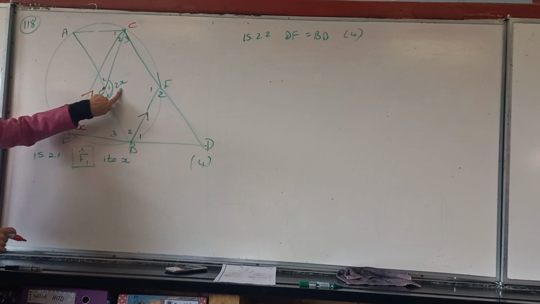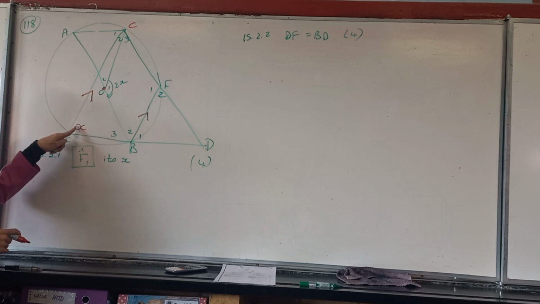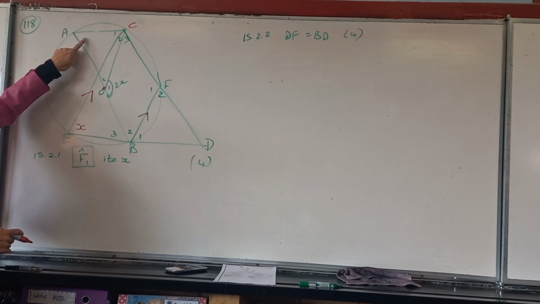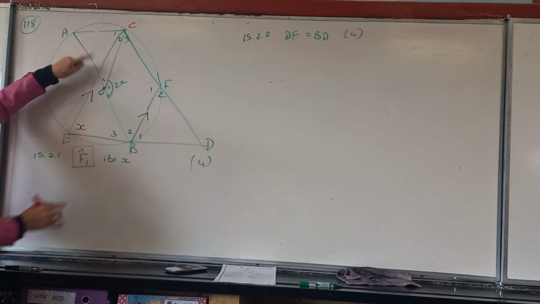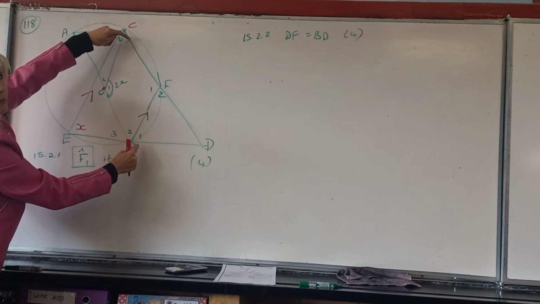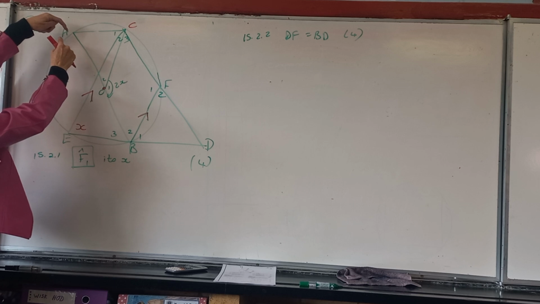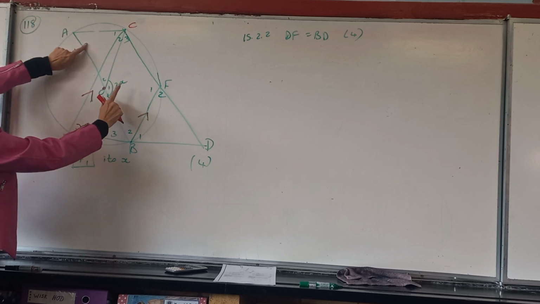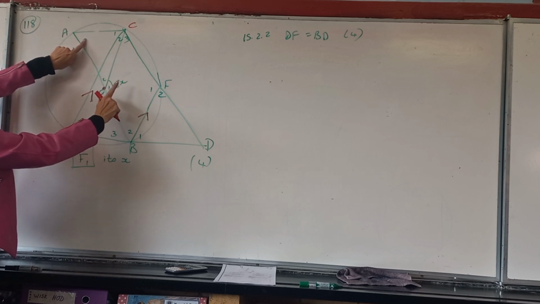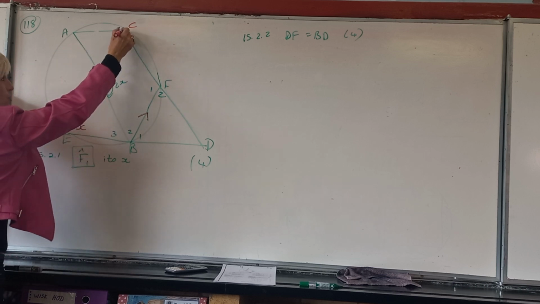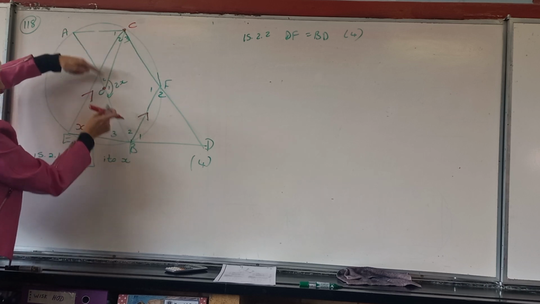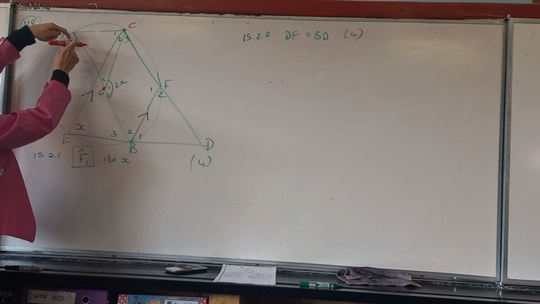Because the angle at the center is 2 times the angle at the circumference. But what about A? Why? Because it's also on CB and also going to the circumference. So it's still angle at the center twice the angle at the circumference. Do you see it? Yes, ma'am. From those 2 points, going to the center, going to the circumference.